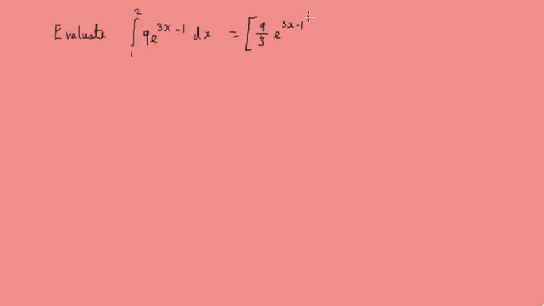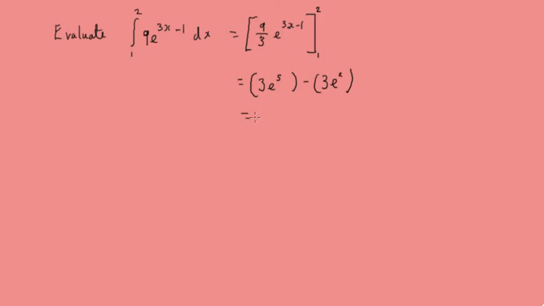Now when we're evaluating an integral, we don't have the constant of integration, so you'll have between 1 and 2. 9 over 3 is just 3, and now we're going to slot in the values. We do the 2 first, so it's going to be 3 e to the 3 times 2 is 6, minus 1 is 5, and then minus 3 e to the 3 times 1 minus 1, which is 2.